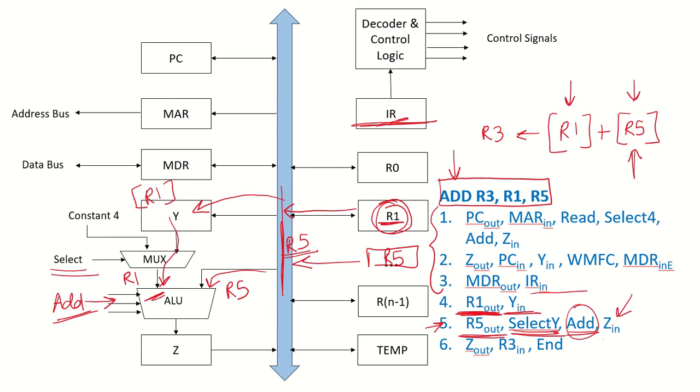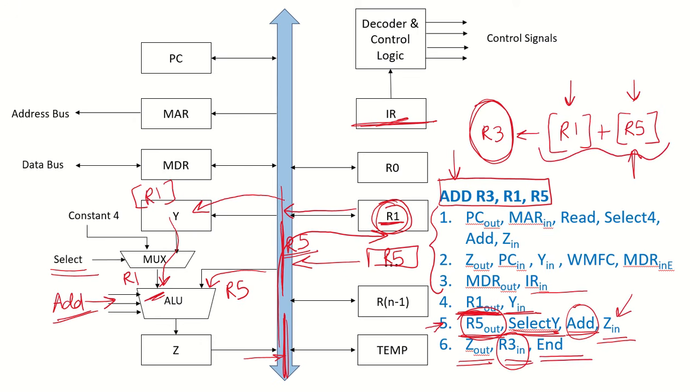So Z in control signal will be set. Again, Z cannot output on this bus in the same clock cycle because R5 had outputted. So in the next clock cycle, Z will put its contents onto the internal bus. So R1 plus R5 is now present on the bus here, and then we will enable R3 in because R3 is the destination, and from the bus the contents, that means R1 plus R5, the result will go in R3 in. So this is the end of the control sequence.